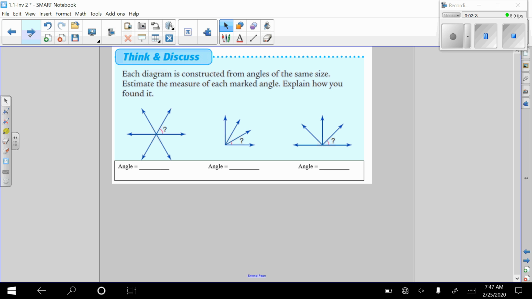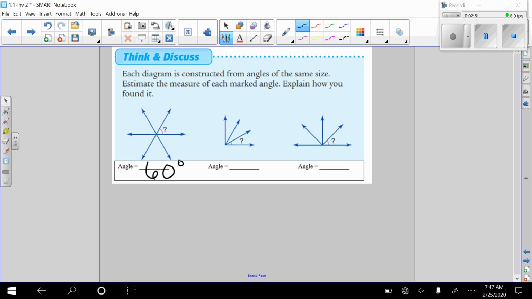Let's look at these diagrams. Each diagram is constructed from angles of the same size. Estimate the measures of each of the angles marked. For example, if you're looking at the first one here, you can tell that we're kind of forming a circle. If we count the number of angles that are there, we can see that there are 6 of them. Well, a circle is 360 degrees, so if we divide that, we would find that the angle is 60 degrees.